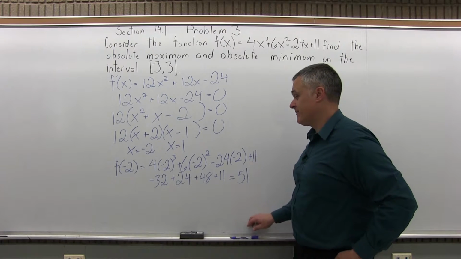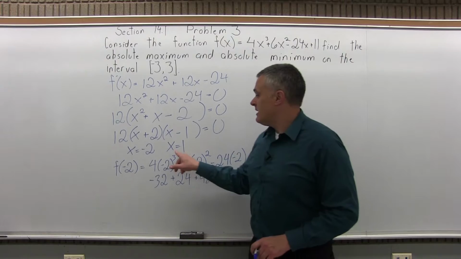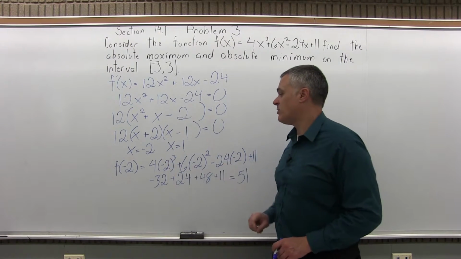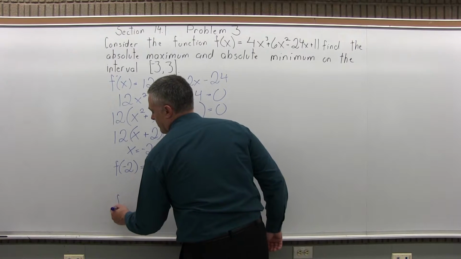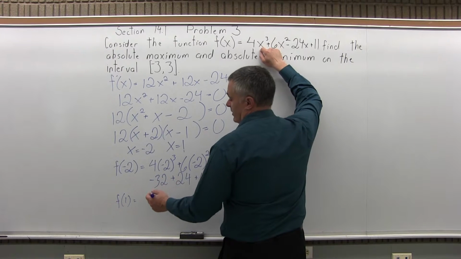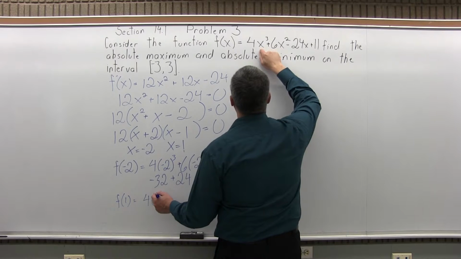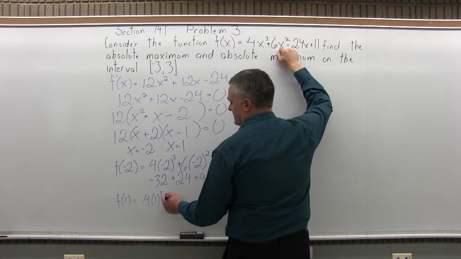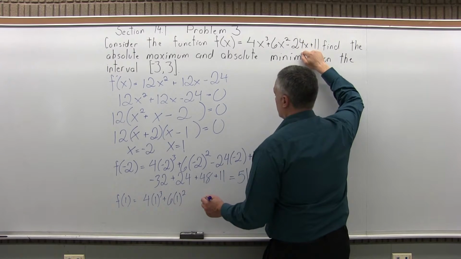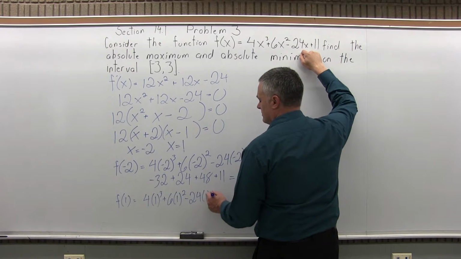Positive 51. So there's one of a few heights. Next, find the height for the other critical point I have here with an x value of positive 1. So f of positive 1. 4x cubed will become 4 times 1 cubed, plus 6x squared will be 6 times 1 squared, minus 24x will be minus 24 times 1 plus 11.